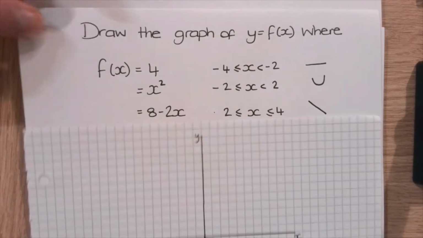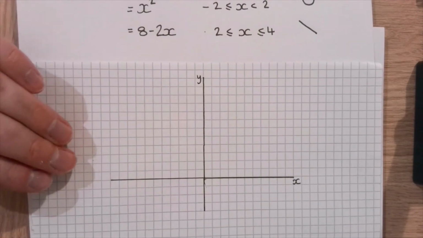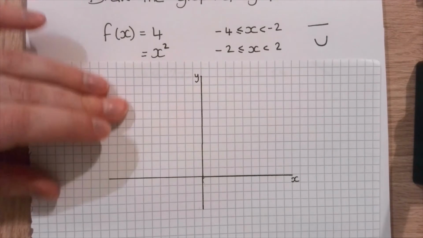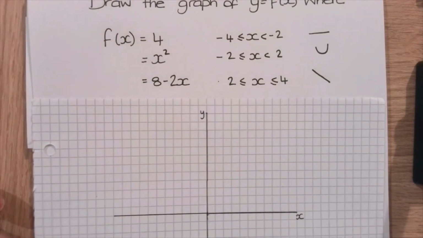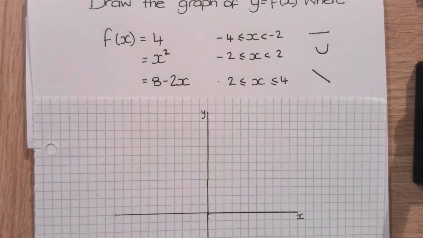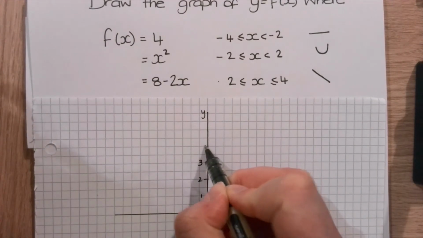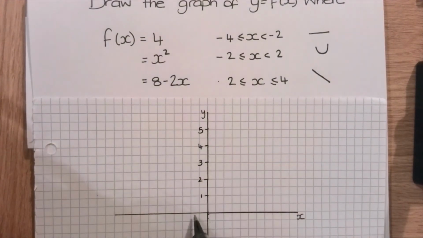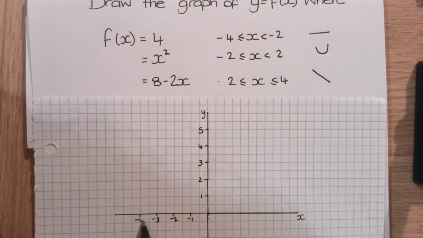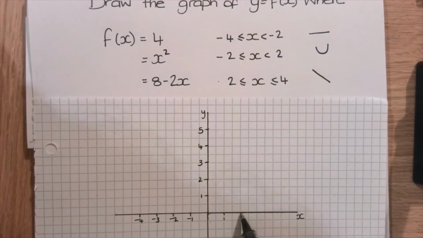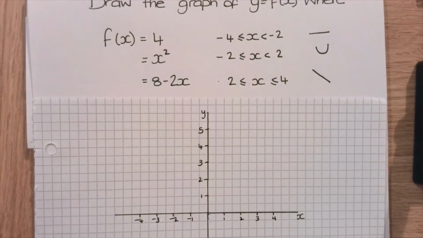I've drawn myself a set of axes. So my first one was, let me just move that down for you. My first one was between -4 and -2. I need to draw the graph of y equals 4. So I just need to label on my y-axis. Should have done this before, sorry. And these go to -4. Okay, so I've got my axes all labelled.